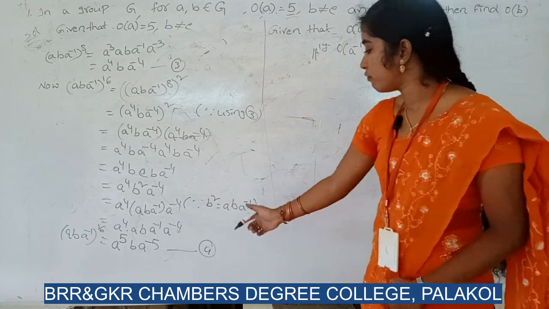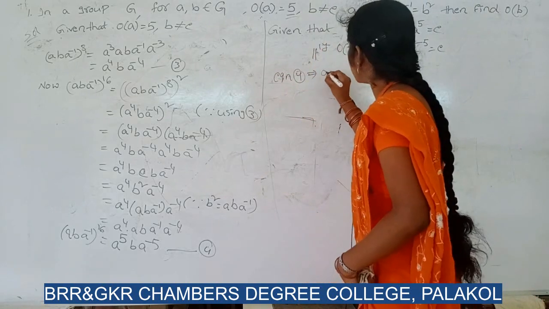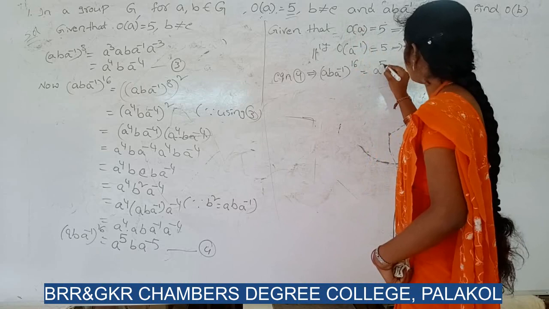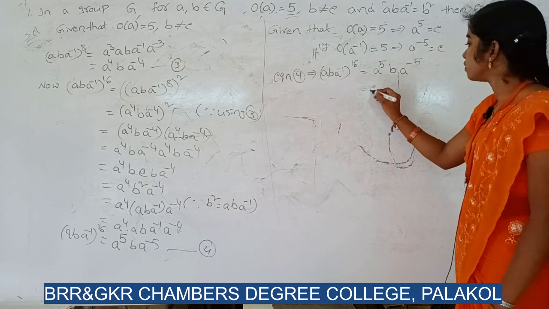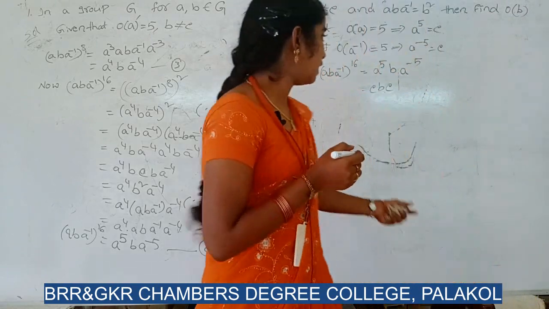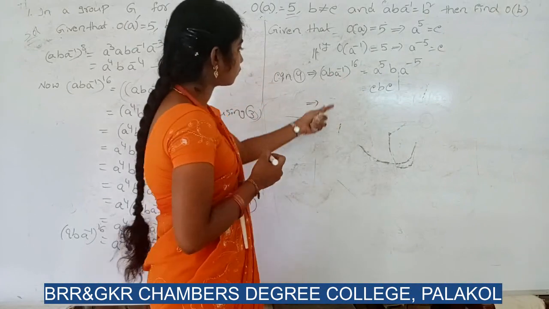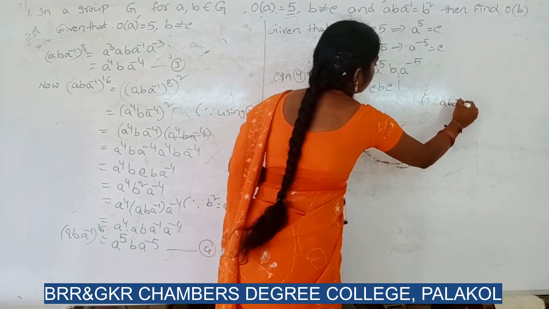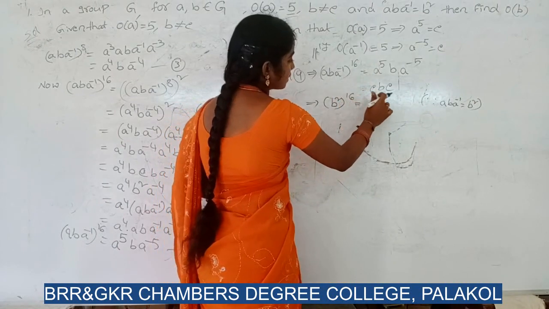So by using equation 4, that implies (ABA inverse) whole power 16 equal to A power 5 B A power minus 5. So A power 5 value is E. So E B A power minus 5, value is E. So E B E, E is the identity element. So already you know that ABA inverse value is B square. So (B square) whole power 16 equal to E, the identity element.